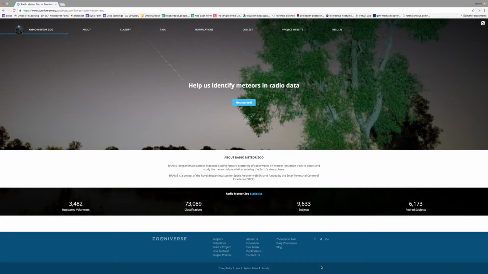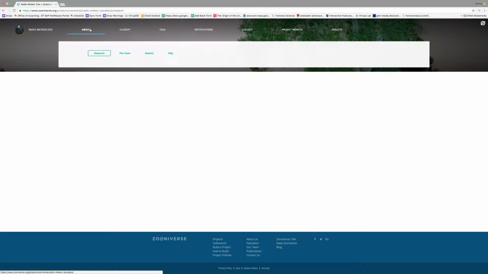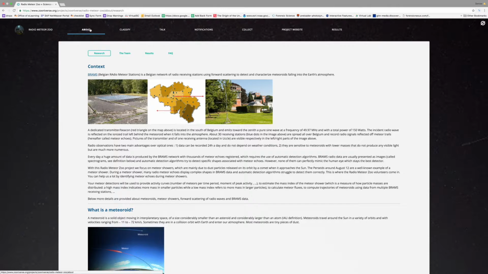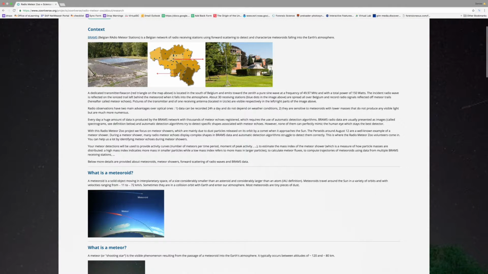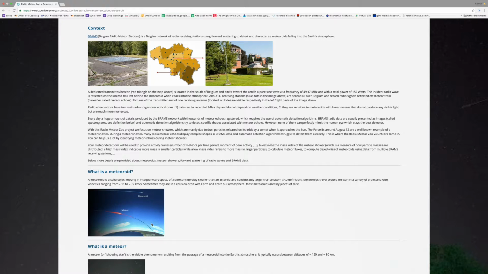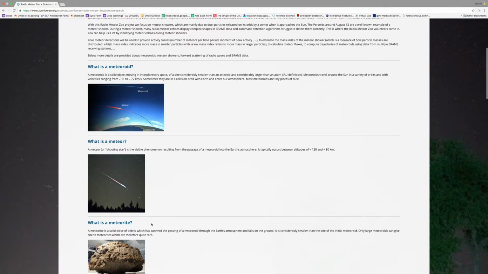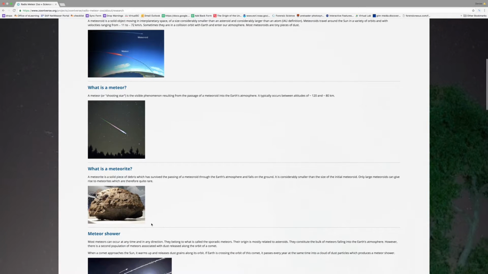So this is a little bit more about this project. I'm going to click the About button right here. The data for this project is actually radio data. When meteors are traveling through space, they come through our atmosphere and land on our Earth's surface, being called a meteorite. You can see that by this picture here. This data is radio data that is being collected from the station in Belgium, and they're going to need some help with the classifications.